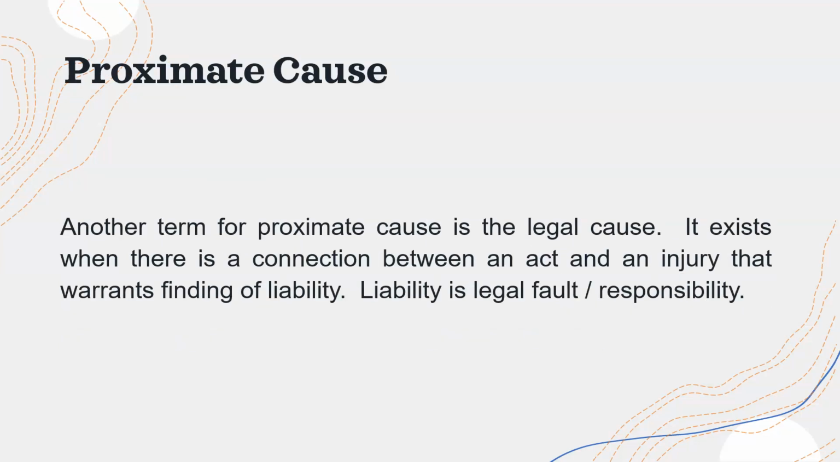Another term for proximate cause is the legal cause. It exists when there is a connection between an act and an injury that warrants a finding of liability. And of course, we know what the term liability means. It's liability, meaning legal responsibility or legal fault.